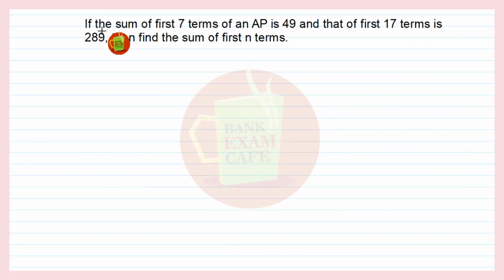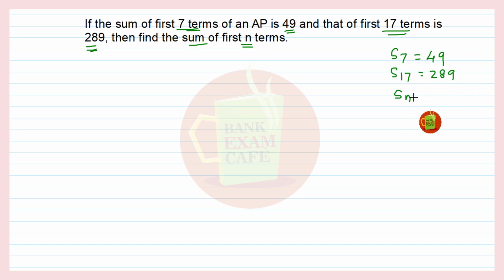Now friends, here is the question. If the sum of the first 7 terms of an AP is 49 and that of the first 17 terms is 289, then find the sum of the first n terms. Friends, it is given that the sum of the first 7 terms is 49, that is S7 is equal to 49, and the sum of the first 17 terms, that is S17, is given as 289, and you have to find the sum of the first n terms.